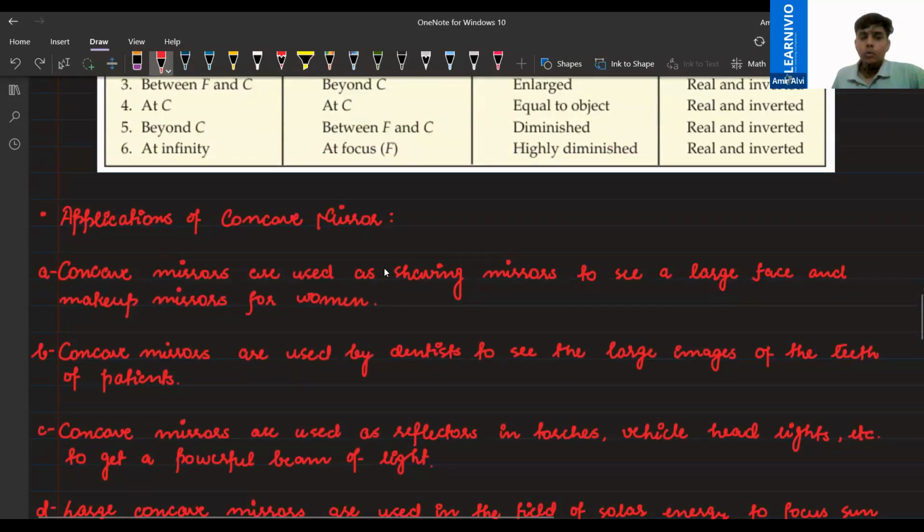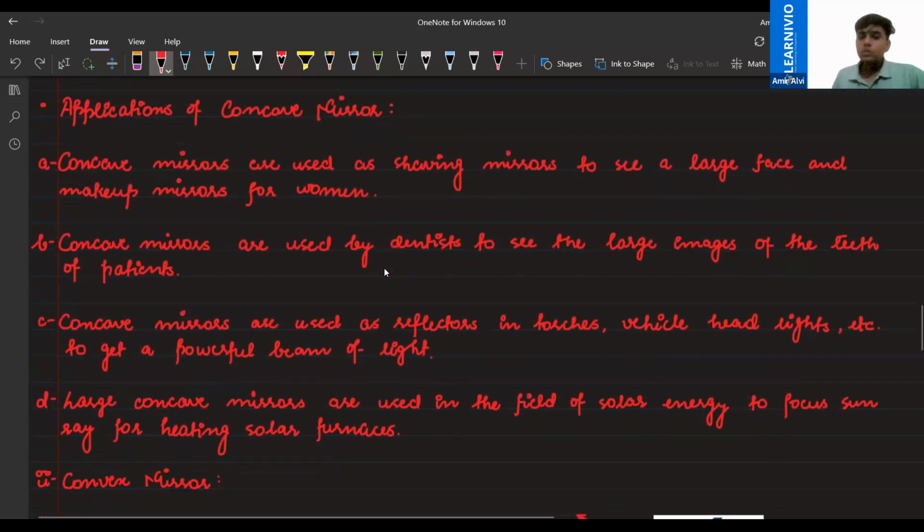So the second thing about the concave mirror is that concave mirrors are used in the field of solar energy. Basically, we are going towards sustainable energies, right? Large concave mirrors are used to heat up the solar furnace, because a concave mirror points all the rays towards a single point. That means it will heat up the furnace due to the sunlight. Is that clear?